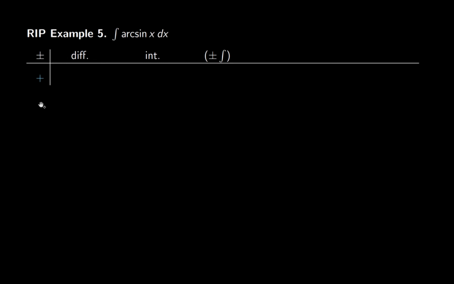Start with a plus sign indicating a positive 1. We have to differentiate arcsin, otherwise we would just end up with the original integral, and that leaves a 1 to be integrated. Notice that the top row, once we take the product of 1 times arcsin times 1, gives us the original integrand. So the top row represents the original integral.